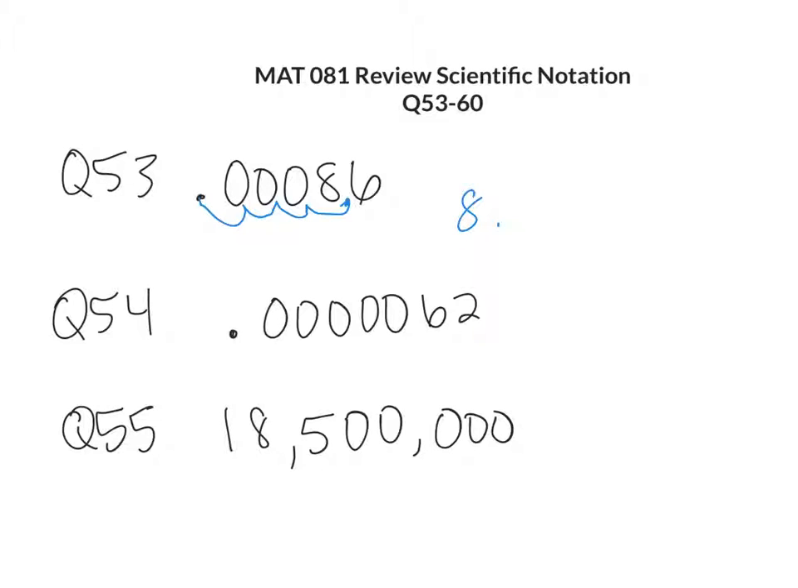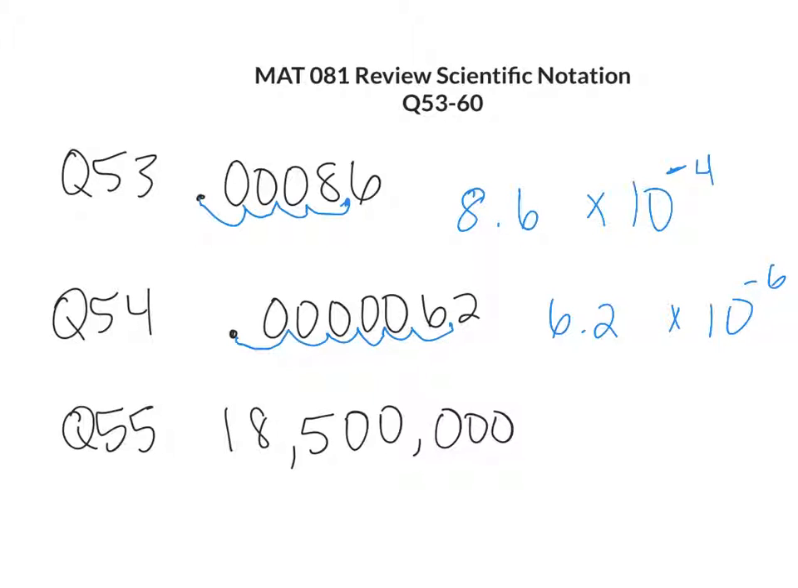This is going to be 8.6 times 10 to the fourth power. We have to decide if it's negative or positive. Since we're going from a small decimal, it needs to be negative. If it was a large number, it would be the positive. We're moving the decimal 1, 2, 3, 4, 5, 6 times. So we say times 10 to the 6, and since you're going from that smaller decimal to a larger number, it's going to be the negative 6.